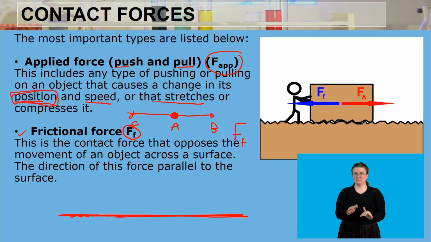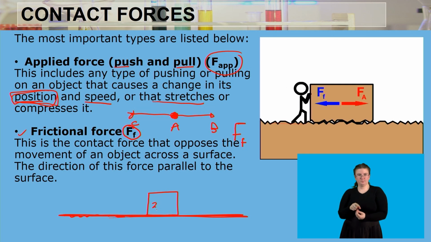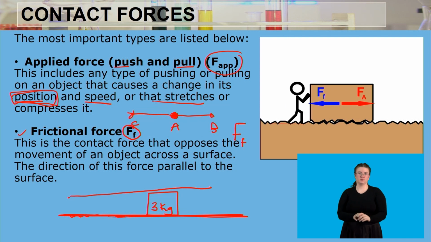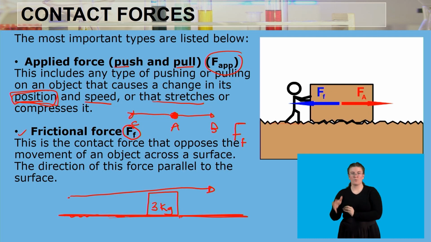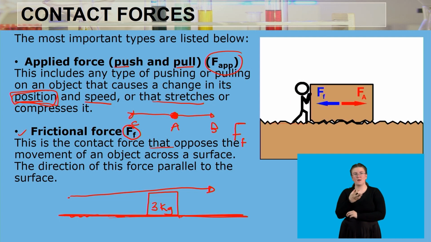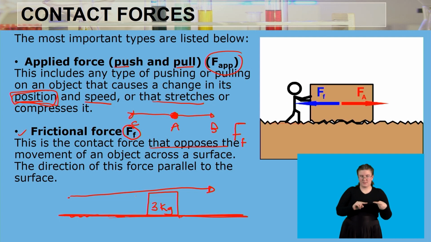There is a rough surface here, and if we apply a force onto the object, let's say this object has a mass of 3 kg, and this force is going to the right-hand side, obviously the object will go to the right. However, there is always a force of friction that opposes the motion. So if the object is going to the right, then the friction is acting to the left-hand side, opposing the motion of that particular object.